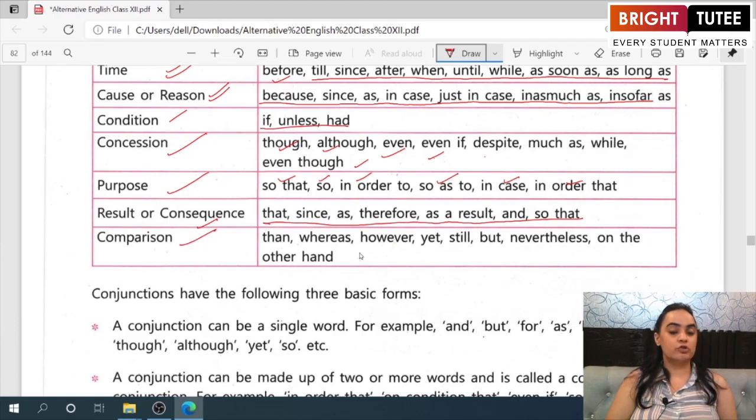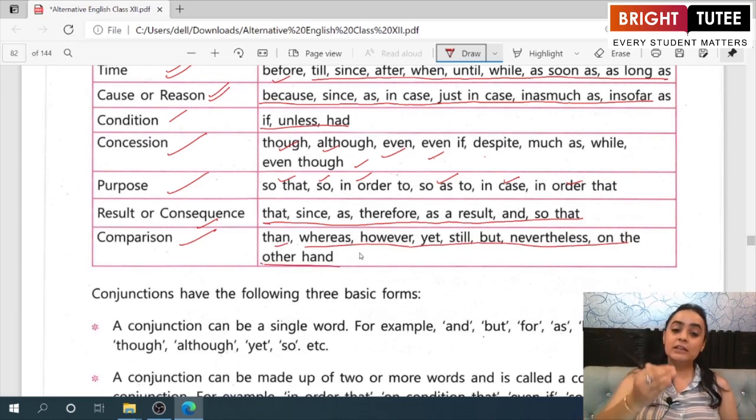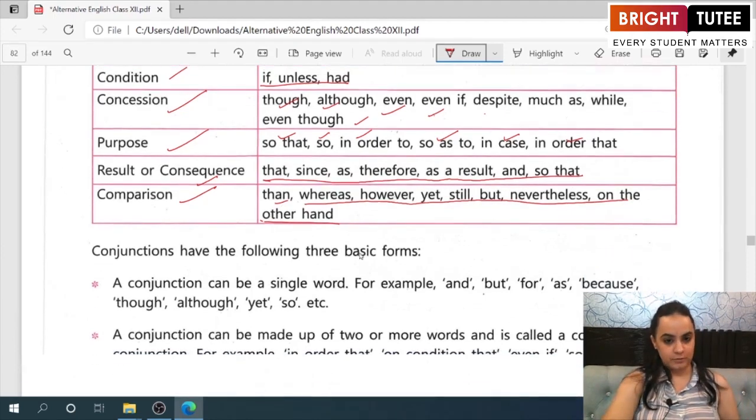And then we have to strike a comparison. We use a subordinate conjunction as well. Than, whereas, however, yet, still, but, nevertheless, on the other hand, and so on and so forth. So these are the reasons or the purposes that we use a subordinate conjunction, and I have told you what all are the subordinating conjunctions that we use with reference to time, cause, condition, concession, comparison, result, and so on and so forth.